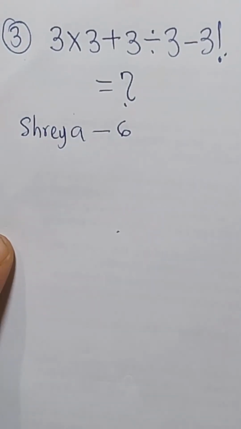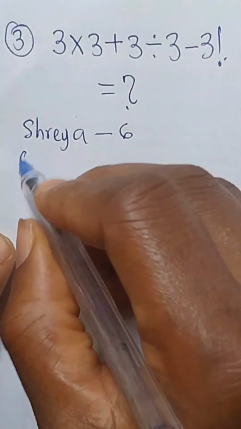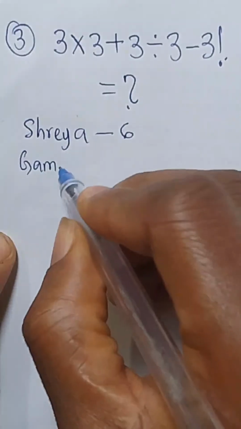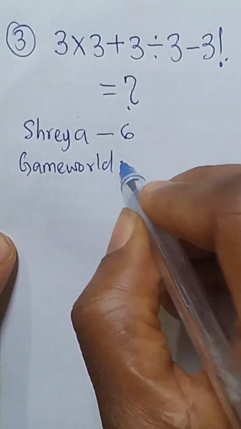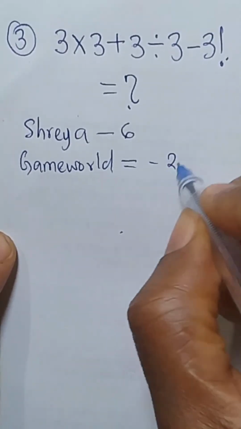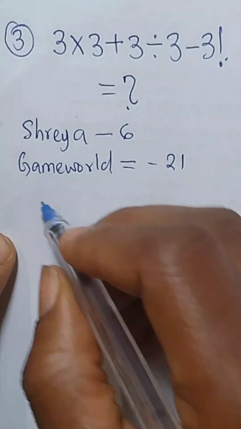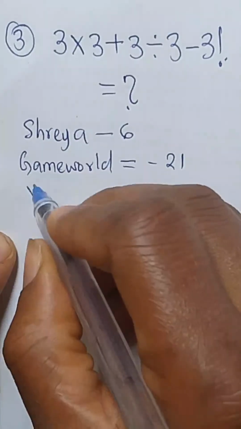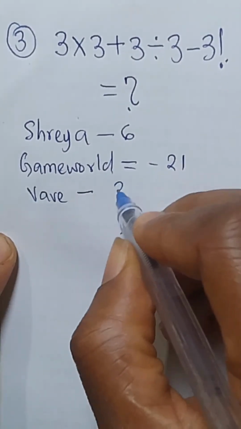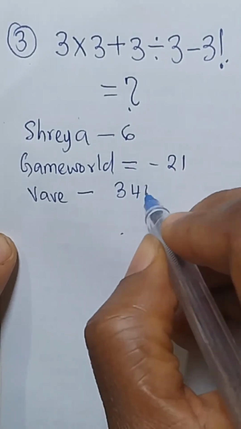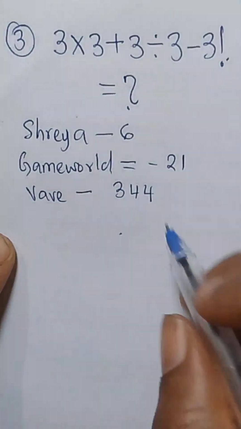Okay, Gameword, minus 21. And Viv, 344. Okay, so please, more answers.